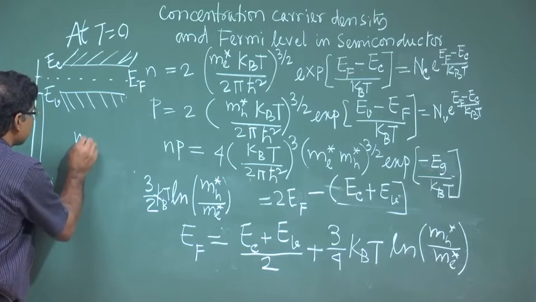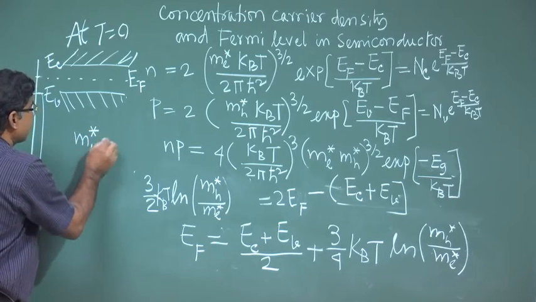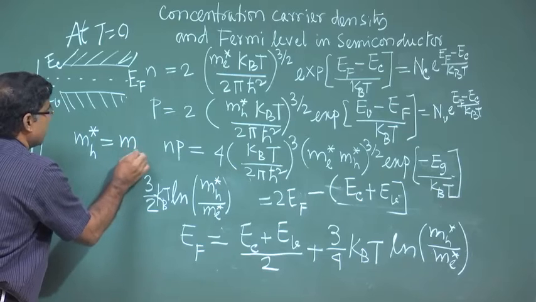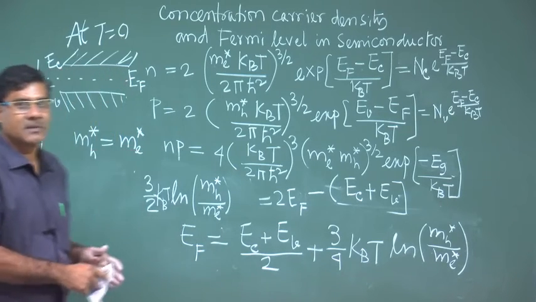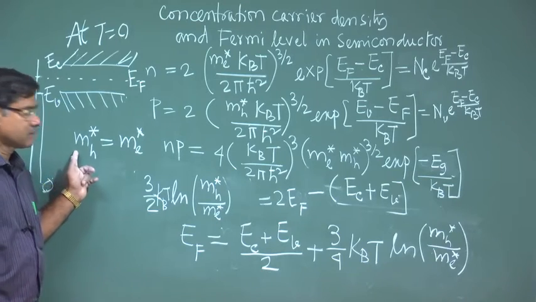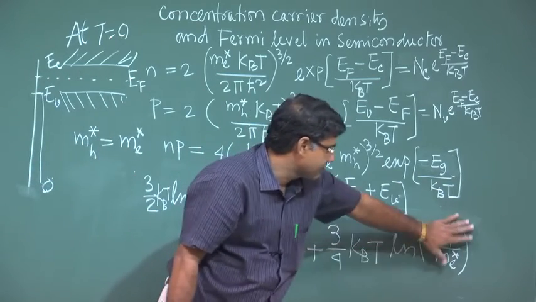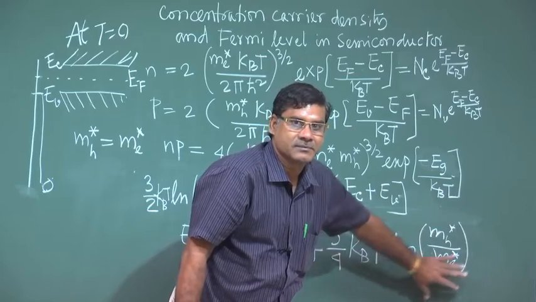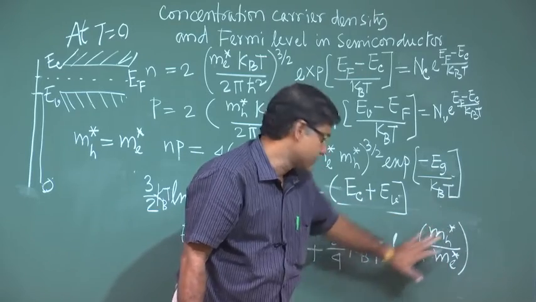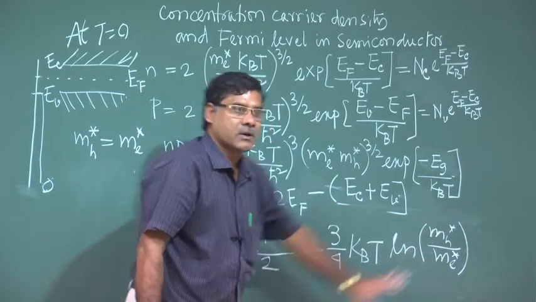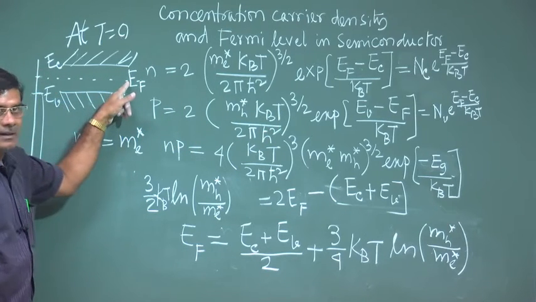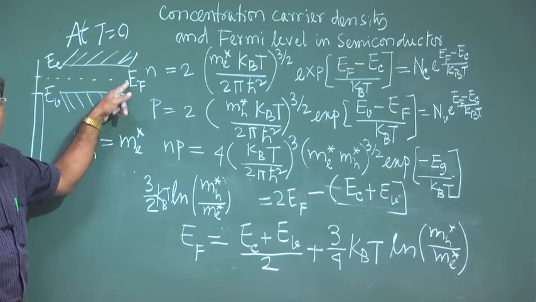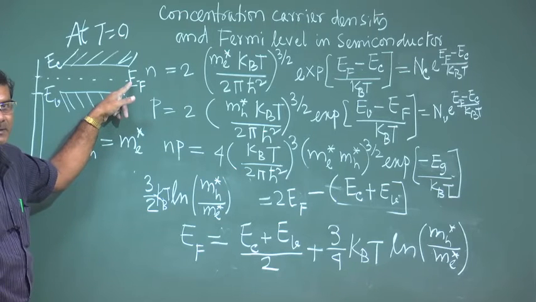if the effective mass of hole is equal to the effective mass of electron, then what will happen? Then log 1 is 0, so this part is again 0. So now this will be in the middle for all temperatures, it will be independent of temperature.